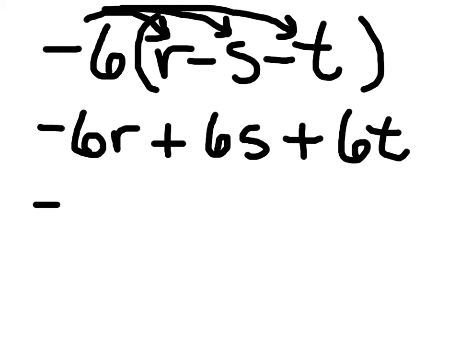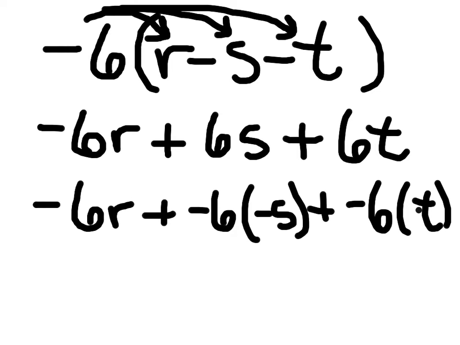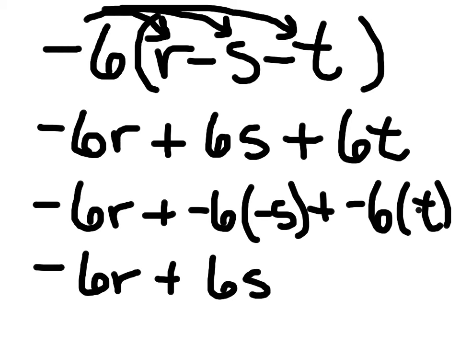Let's talk about this. If we wrote it out, it'd be negative 6 times r plus a negative 6 times a negative s plus a negative 6 times a negative t. So you correctly identified, hey, if I have two negatives multiplying times each other, I get a positive. So negative 6r plus 6s plus 6t. Good job, Miss Lowell. Really pounded those in your head. So talking about a negative times a negative equals a positive, okay?